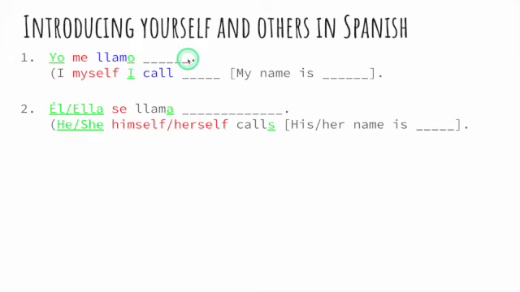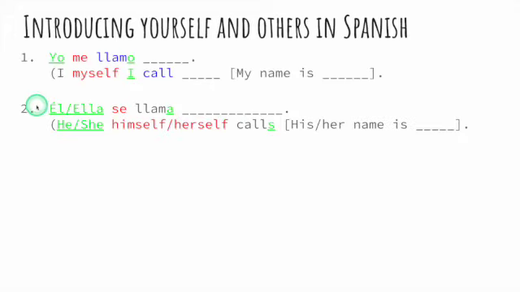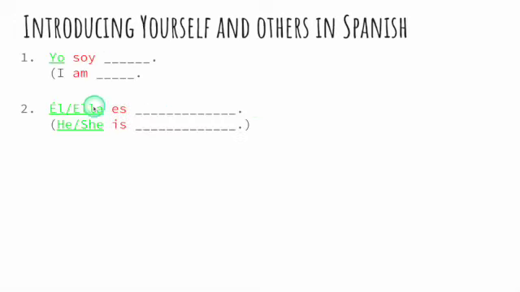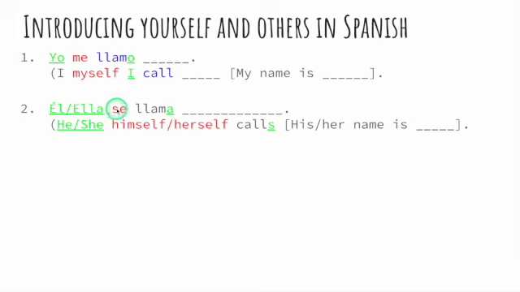To introduce someone else, if it's a boy, you could say "él es Bob," or you could say "él se llama Bob." So "él es Bob," he is Bob, or "él se llama Bob," his name is Bob. If it's a girl that you're introducing, let's say her name is Susana, you could say "ella es Susana," so she is Susana. Or you could say "ella se llama Susana." Her name is Susana, or she calls herself Susana.